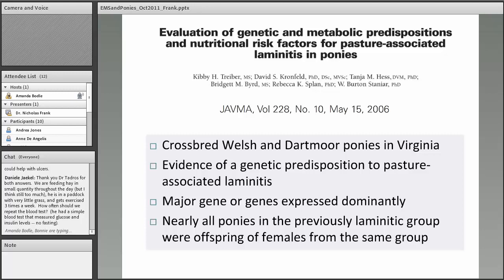They looked at their insulin concentrations and glucose concentrations and triglycerides, but they also took the information that they had as far as the breeding that had been going on and the families, the genetics, and really said, okay, do we see any increased likelihood that the pony that has laminitis or has suffered from laminitis in the past is somehow related to other ponies that have suffered from laminitis in the past? And sure enough, they found that there was an association, that ponies that had suffered from laminitis in the past had a greater likelihood of being related to other ponies that had suffered from laminitis in the past.